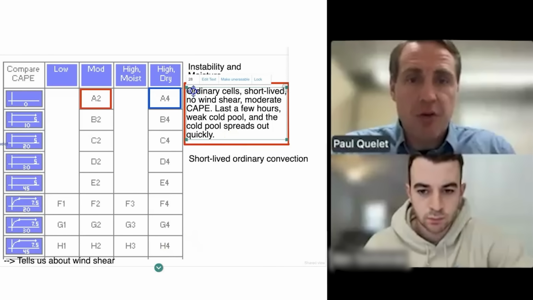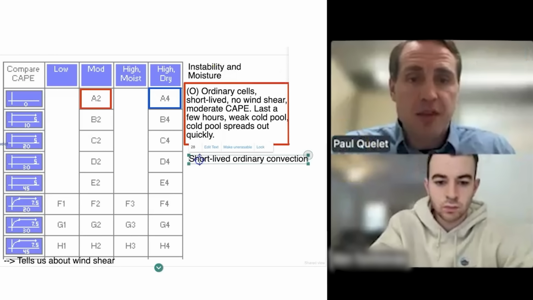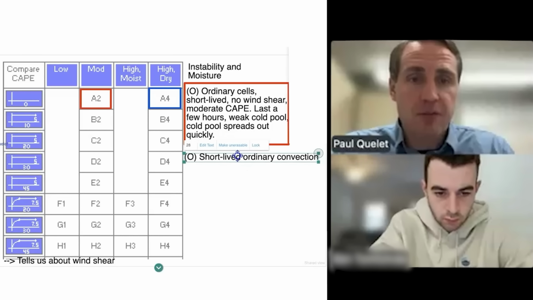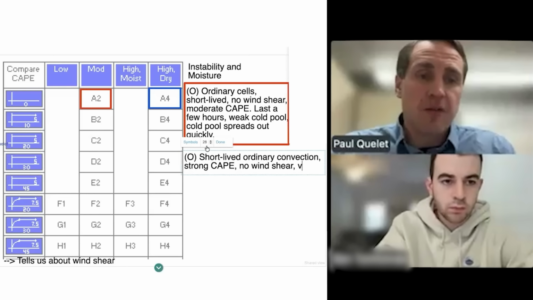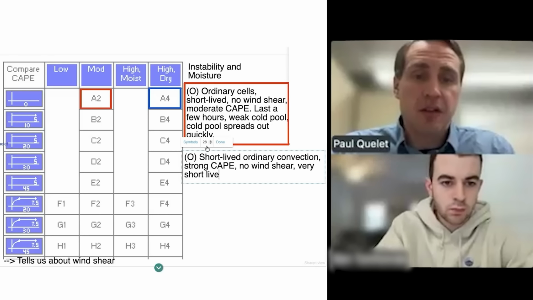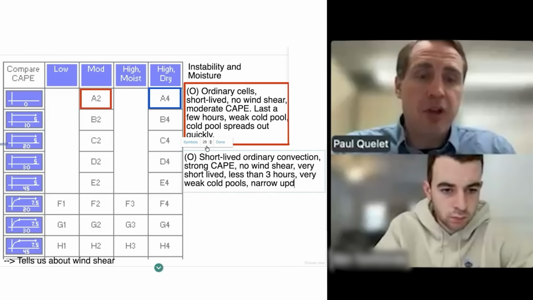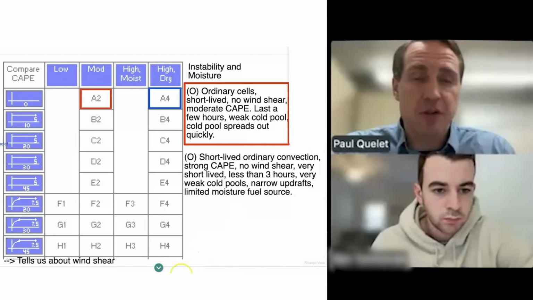So let's go capital O here. That's the ordinary cells one. This, I think, is also going to be ordinary cells. Short-lived ordinary convection, strong CAPE, no wind shear, very short-lived, less than 3 hours, very weak, cold, narrow updrafts, limited moisture fuel source, relatively uneventful.